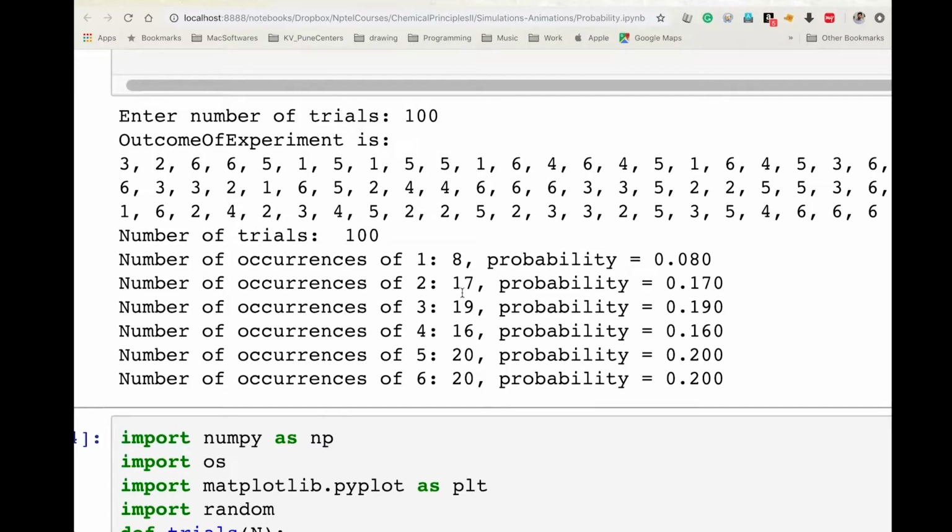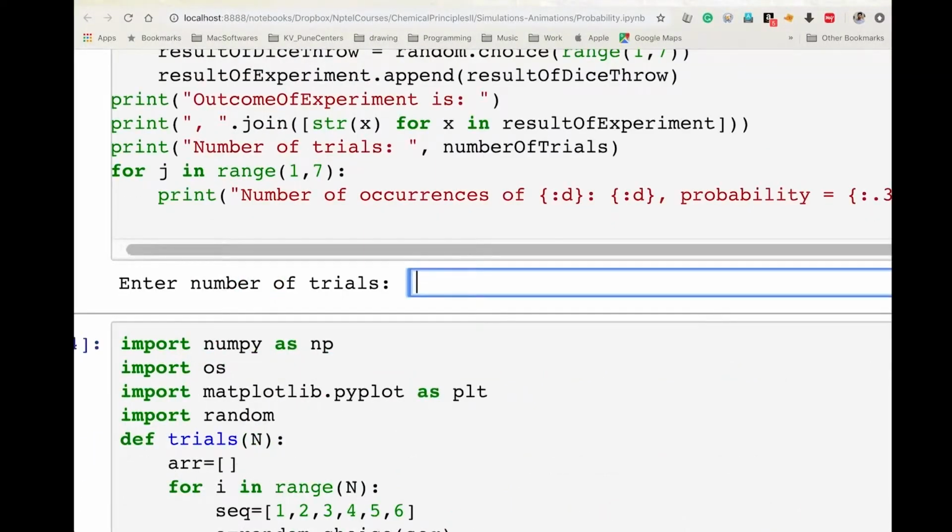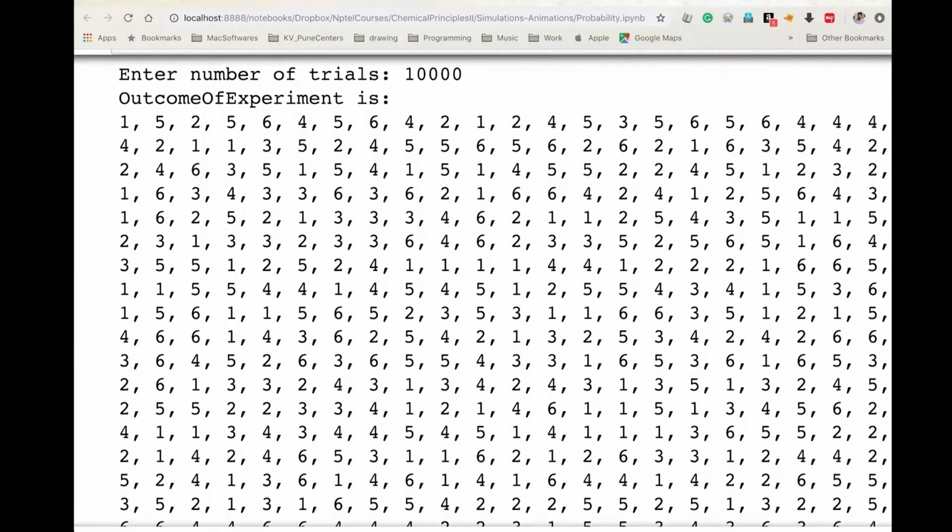2, 17, very close to what we expect, and then 3, 4, 5 and 6, all of them came a little bit larger, a little bit more than the number, right, because we did only 100 times. Now, let us do 10,000 times. 10,000 times is a ballpark number, by the way. We can do more than that, and these are the outcomes that we got.